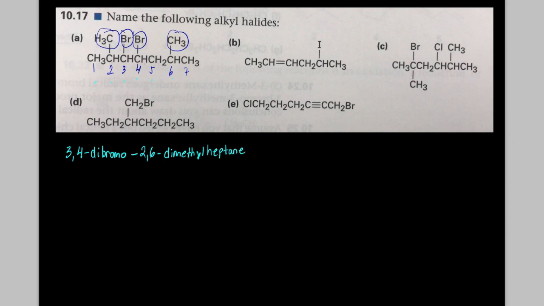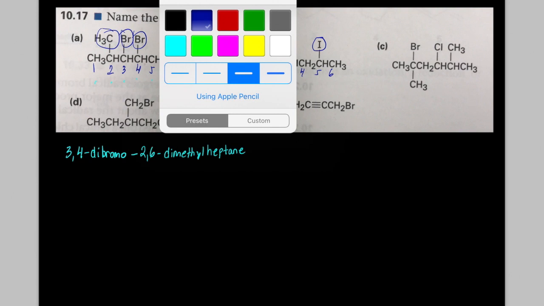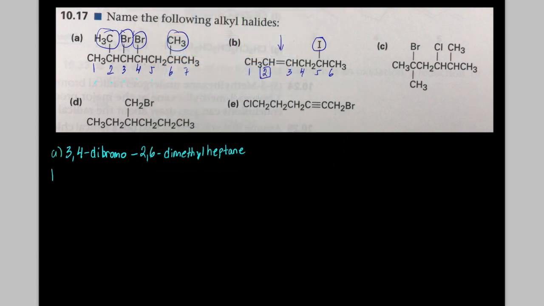Okay. Let's move on to B. So here we have an alkene and then we have an iodo. Remember that alkenes have priority, so we have to number this with a lower number for the alkene. And this has an iodo group at carbon 5. We do need a number for the position of the alkene, so we will say 2-hexene at the end of this, okay? So the name of that is going to be 5-iodo-2-hexene.